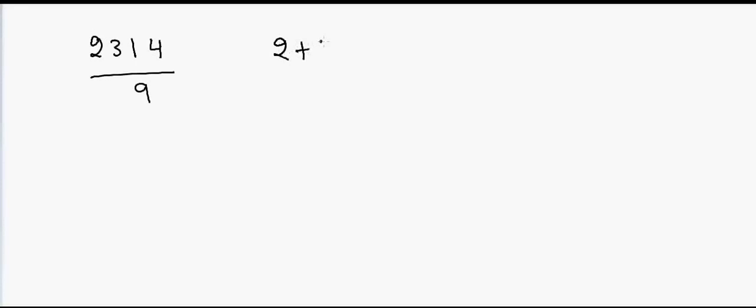So 2 plus 3 plus 1 plus 4: that gives me 5, plus 1 is 6, plus 4 is 10. If you divide 10 by 9, you will get 1 as a remainder. So your remainder would be 1 in that case.